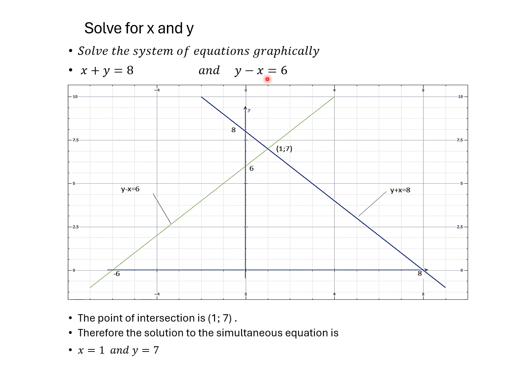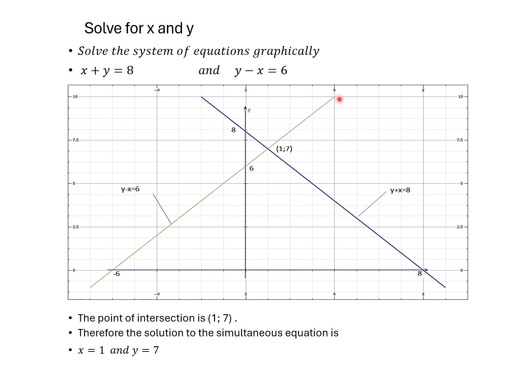Right, and if you look at the second one, when x is 0, y is 6. So when x is 0 there, y is 6 there. And when y is 0, minus x would equal 6. So if I take the negative across, x equals negative 6. So dot at negative 6, another one at 6, and we draw a straight line through it.